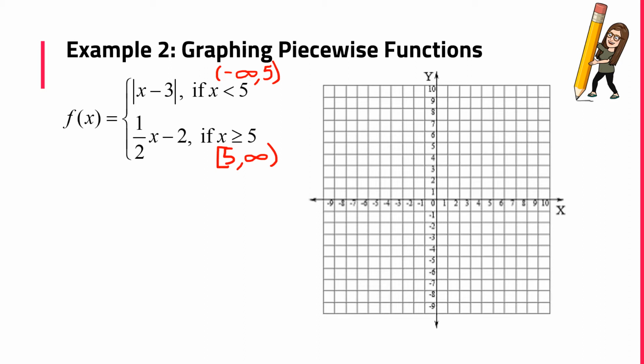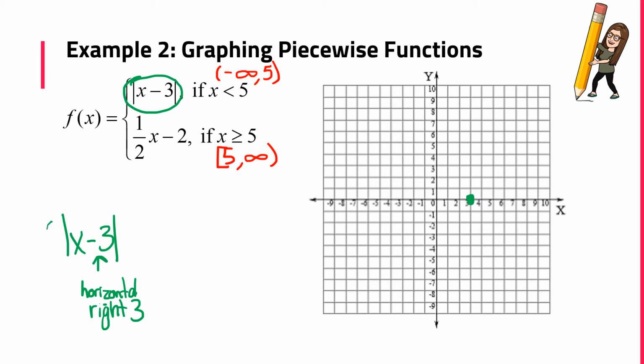My first function here says the absolute value of x minus 3. I'm just going to make a little side note here. So that negative 3 is a horizontal shift, right 3. If you need more instruction on that, that would be in our other video of transformations of absolute values. So what that means is my vertex, my parent function, is shifted to the right 3. There is no stretch or compression out front.